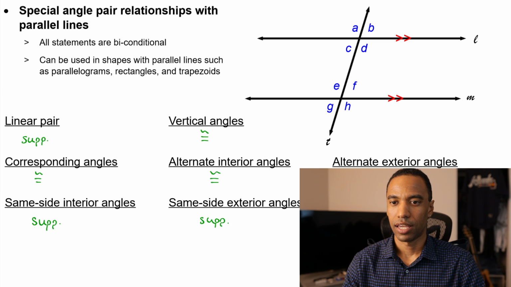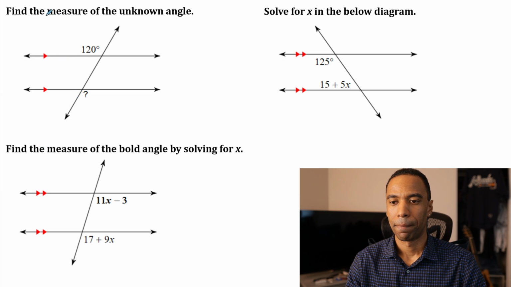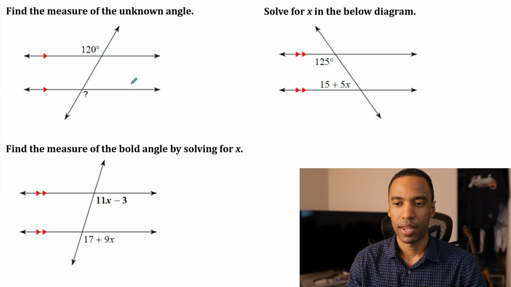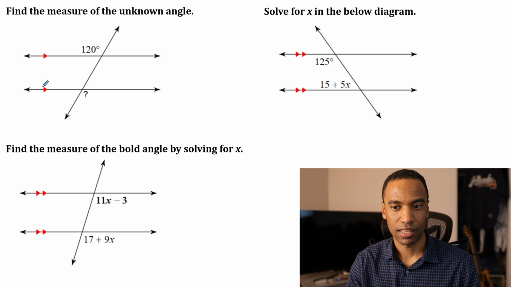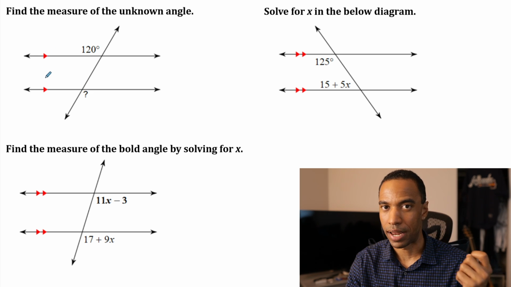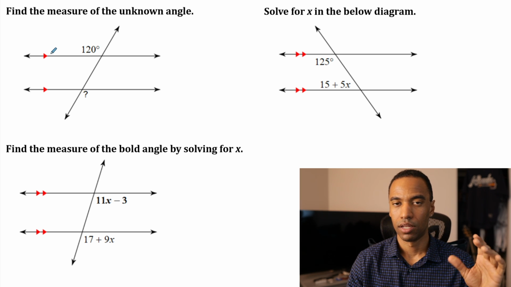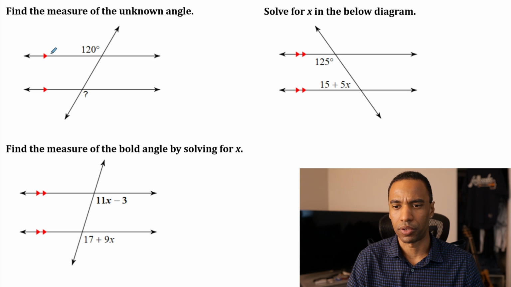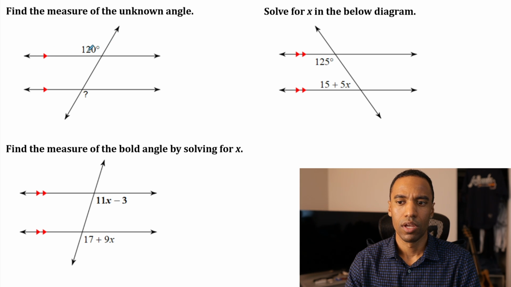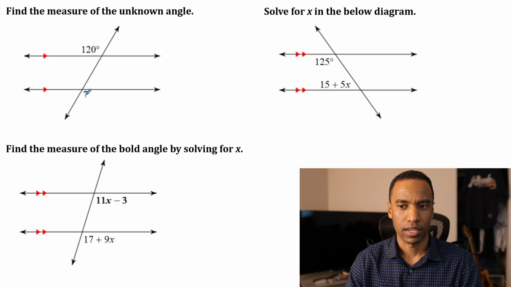So let's take a look at the examples here. Let's find the measure of the unknown angle in this diagram. Now, you need these arrows to indicate that the lines are parallel for us to do anything regarding that bottom set. If this was vertical angles or linear pairs, we don't need parallel lines. But here we do. We need to know this angle right here.